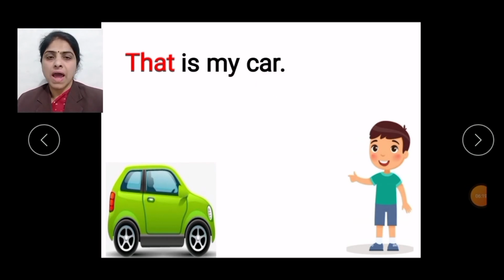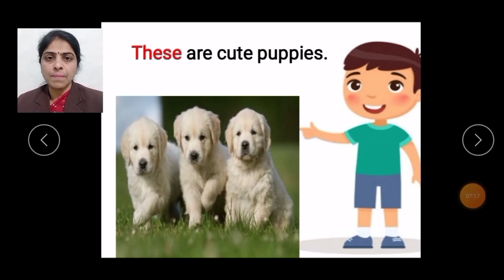That is my car. In this sentence, that refers to car, which is a noun. So, it is a pronoun, and it is also a demonstrative pronoun because that is pointing out a specific car, my car. Also, you can notice here that is used for a specific singular object, which is far off. Now, let's have another example.